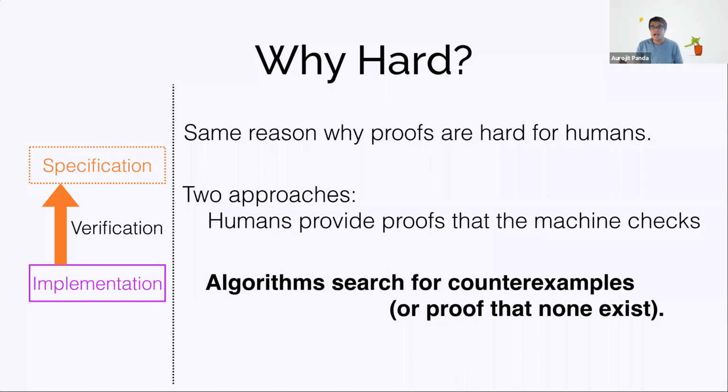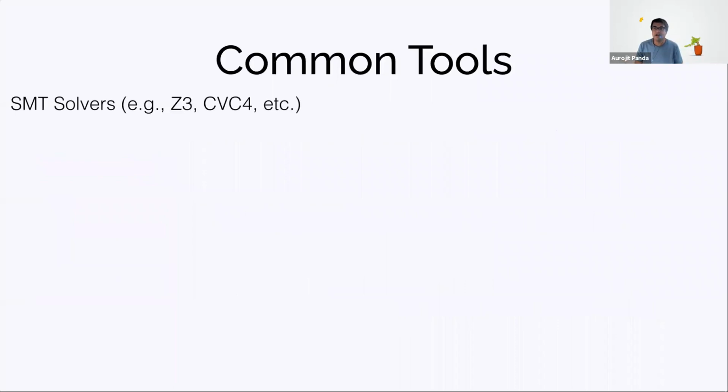In this talk, I'm going to focus on these counterexample-based automated verification strategies, because that's what the papers in this session do. So how do you search for counterexamples? The most common tool used to do this, and the one adopted by all of the papers in this session, is SMT solvers, or satisfiability modulo theory solvers. There are many of them. All papers in this session use Z3.